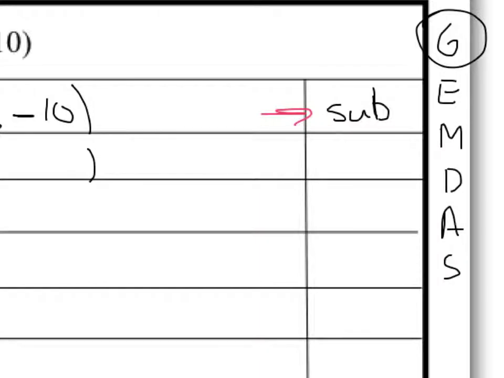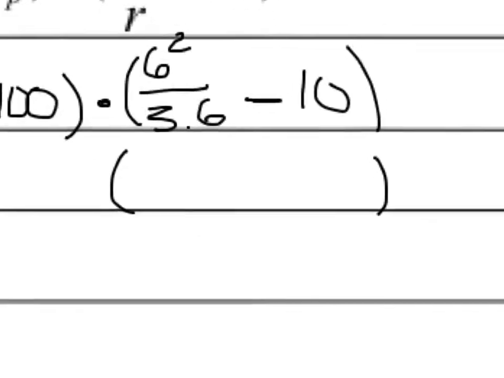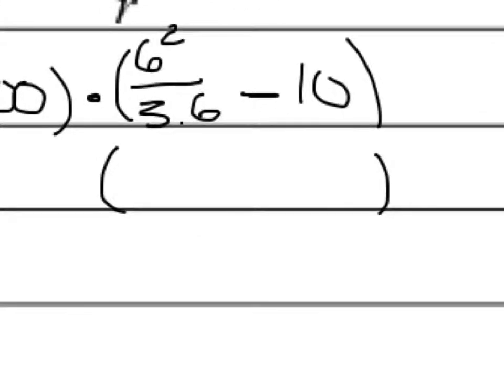Yes, ma'am. Exponent. So I have an exponent in here, and so I'm going to do this one at a time. The only thing I'm going to do in this step is the exponent, 6 squared. 6 squared, or 6 to the second power, is what? Danilla. 36. And I'm going to rewrite everything else.